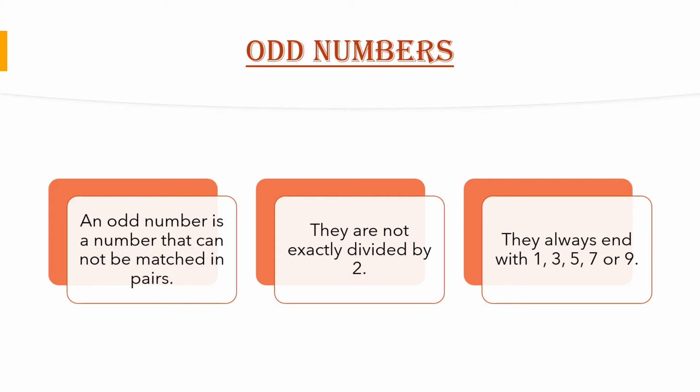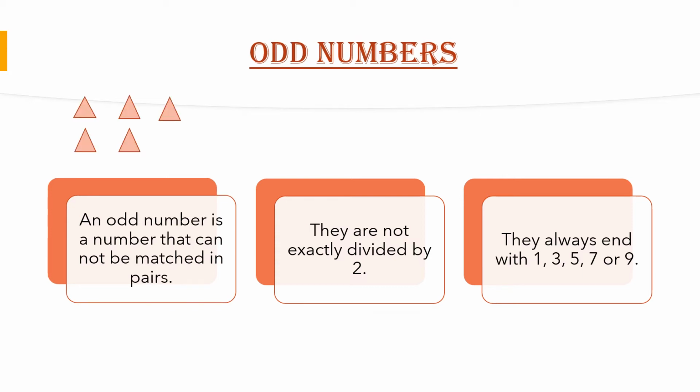Let's say, okay, I have 5 triangles here. Now we will see whether we can divide them into pairs or not. Okay, this is our first pair, this is our second pair, but there is only one triangle left, so I cannot make one more pair. It means we cannot divide 5 into pairs or into equal groups. It means 5 is not an even number, it is an odd number. So I hope the first point is clear now.